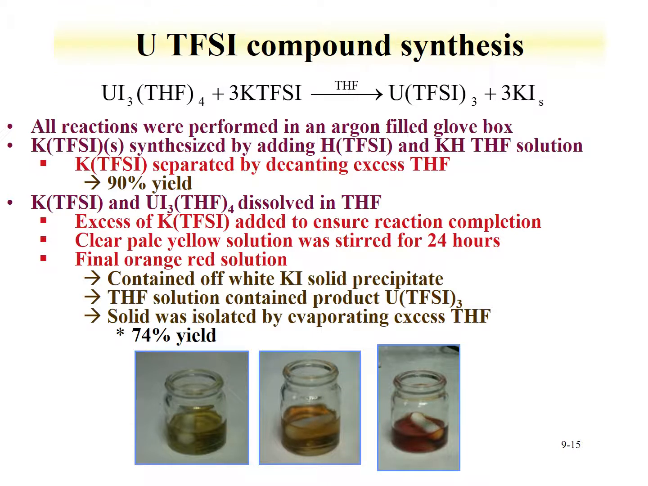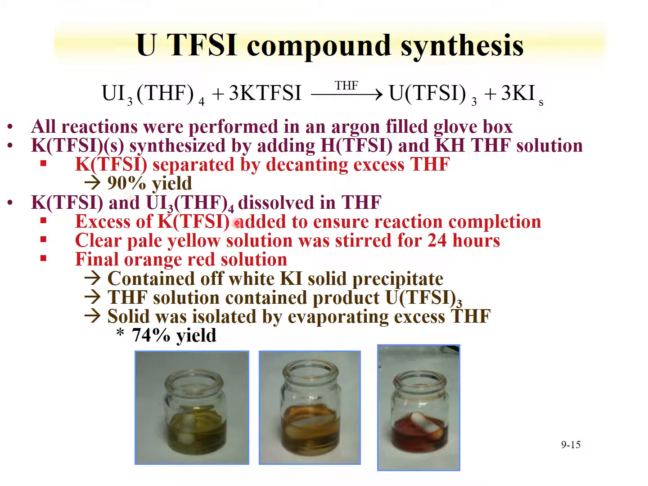An example of work that was done using uranium and studying electrochemical reduction of the compound is shown here. In this case, a uranium TFSI compound was produced using uranium-3. The uranium-3 complex was uranium triiodide. This is some glove box work. This synthesis is fairly straightforward. It's shown here where we have the uranium triiodide and tetrahydrofuran with some potassium TFSI ligand added together under THF, where we get a potassium iodide product and the uranium TFSI compound.